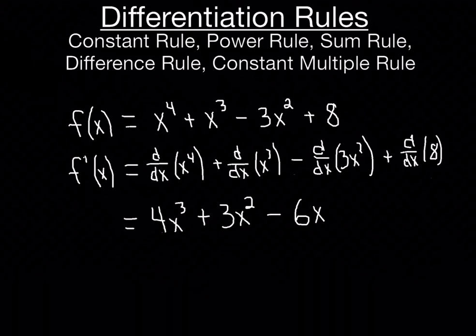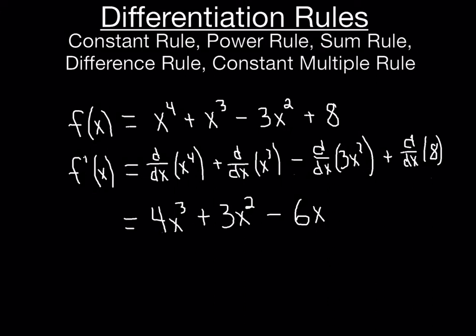So taking a look at these, with the first power rule, it's 4x cubed, then you have plus 3x squared, and then minus 3 times the 2x, which is 6x, and the derivative of a constant is 0, so you don't even have to put it in there.